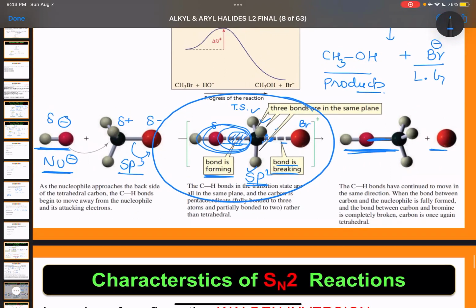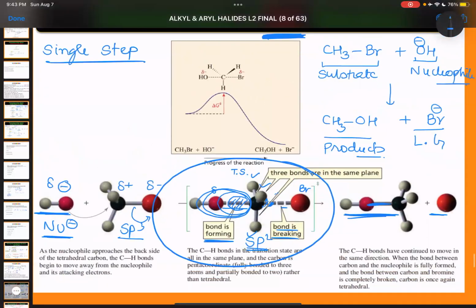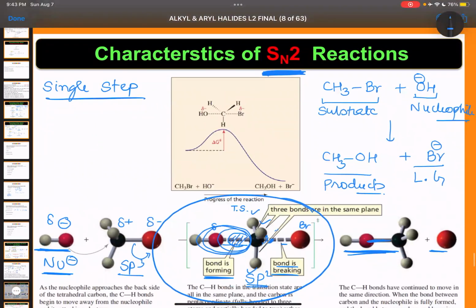There is a collision of 2 molecules. One is the nucleophile, another is the substrate, and only then does the reaction start. So that's why it is known as bimolecular. 2 species are involved. I hope you understood the term. What does this term 2 mean?